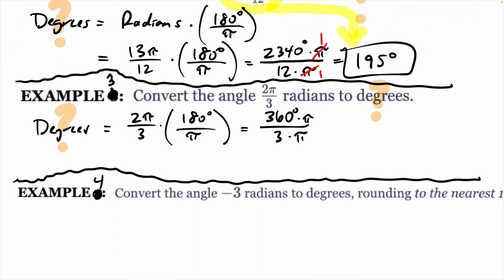Okay. Look for things to cancel, look for things to reduce. What can I cancel out? Pi's. Pi's cancel out. They don't cancel, they just divide to be positive 1. Then I get 360 degrees divided by 3. What is that? 120 degrees. So 2 pi over 3 is the same thing as 120 degrees. They're the same thing. Okay.